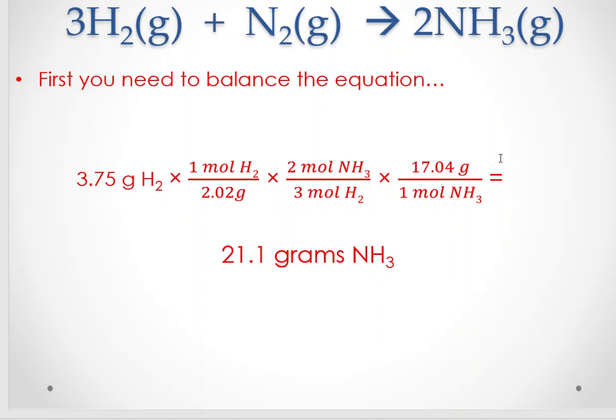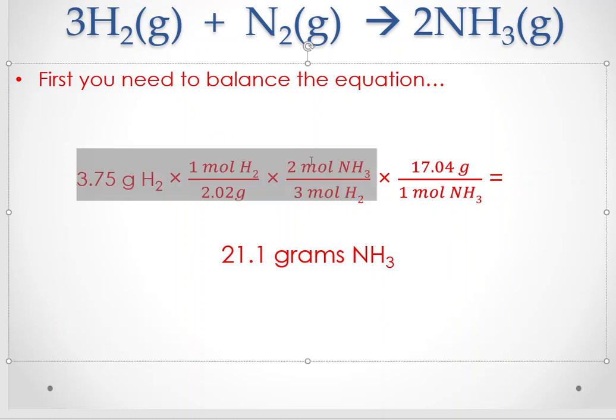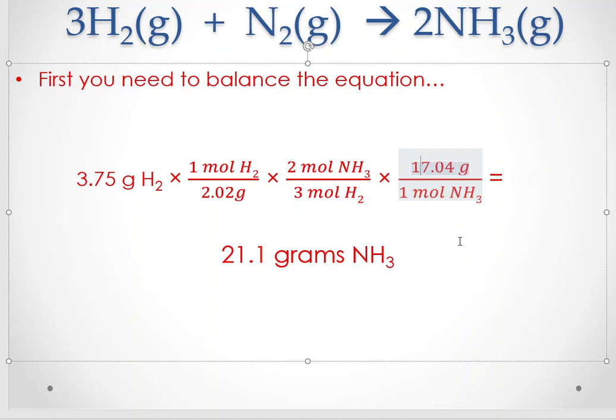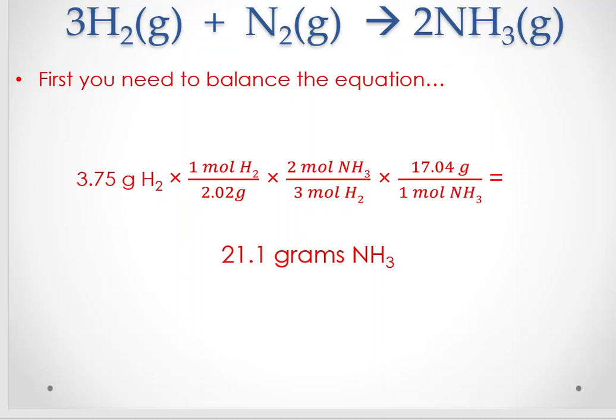Then step four, convert to desired units. If I just did this part, right, if I just did this divided by this times 2 over 3, that would give me moles of ammonia, but the question asked for mass. So now step four, convert to the mass from moles to mass of ammonia. So you multiply by the molar mass of ammonia, okay?